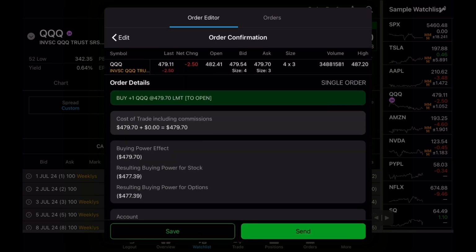Let's say, for example, you're just wanting to place a standard trade. That would be your order confirmation to say, hey, you're just buying 1 share of QQQ at the current price. You hit send, and then you would go ahead and have the order sent. Now you would be a shareholder of QQQ. Okay, so I hope that makes sense.